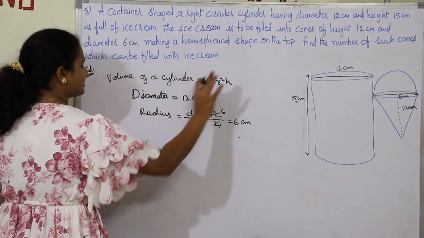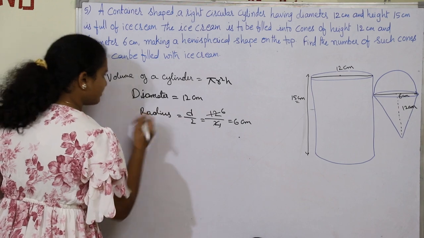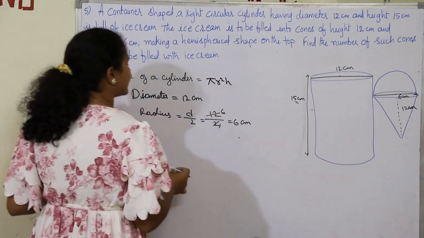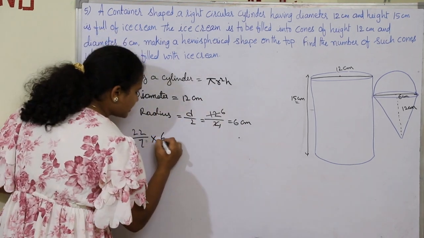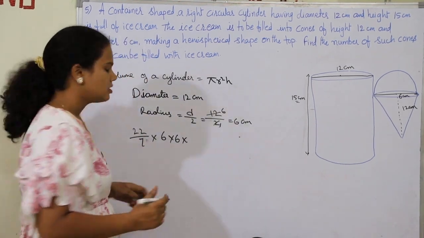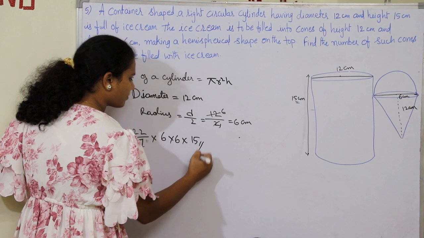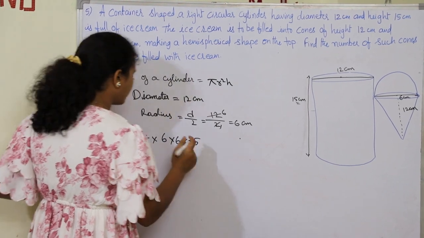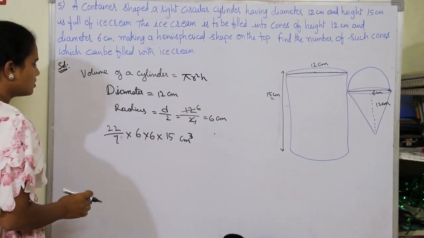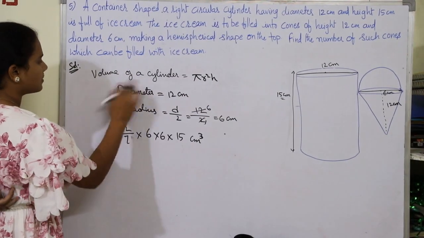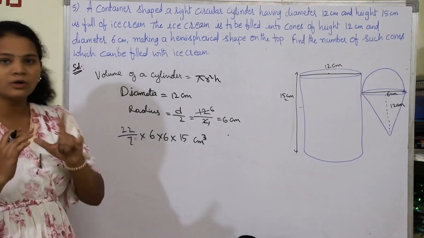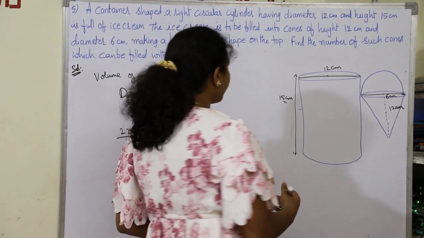Now let me substitute in the given formula. Let pi be 22 by 7, so 22 by 7 into r, where radius equals 6, so 6 into 6 into h, where height equals 15 centimeters. Let it be centimeter cube. So the volume of the cylinder equals 22 by 7 into 6 into 6 into 15 centimeter cube. Don't simplify this, later we will be doing this process.